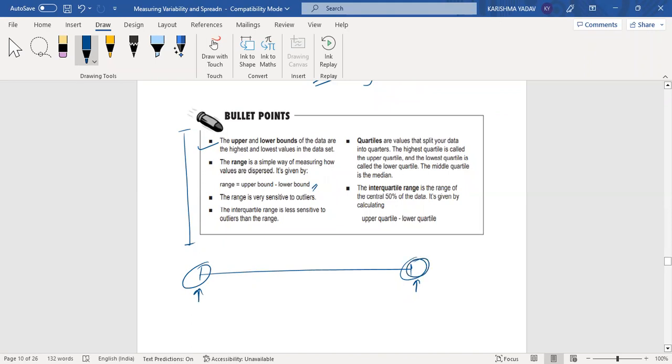The range is very sensitive to the outliers. Because of that, we have introduced the concept of quartiles. The interquartile range is less sensitive to the outliers than the range. In the example, we got a range of 27 for the same question, and we got an interquartile range of 5, because it has excluded the outliers. So it is less sensitive to the outliers.